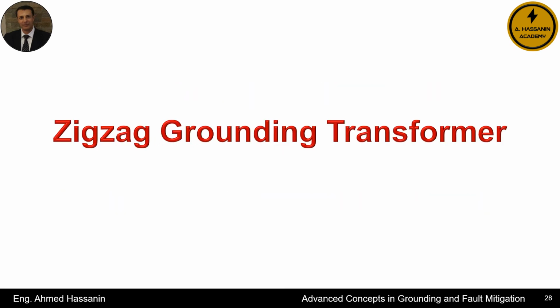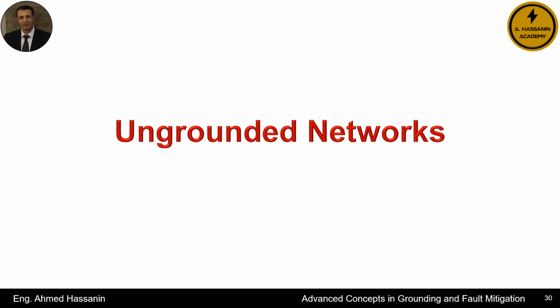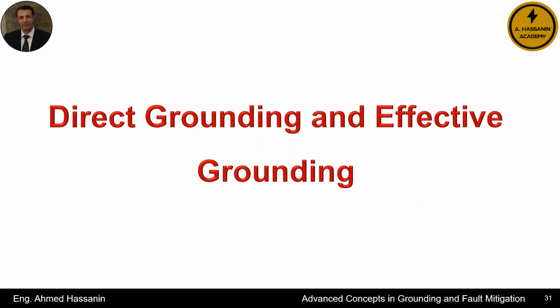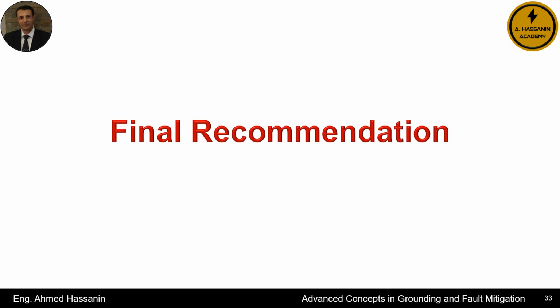After that, we'll discuss the zigzag grounding transformer and its key considerations. Then I'll introduce the topic of grounding methods. I'll begin with the first type used in low voltage networks, ungrounded networks. Then we'll cover the second type, direct and effective grounding. After that, we'll discuss the third type, high resistance grounding. I will then talk about the final recommendation for the types of grounding used in low voltage networks.